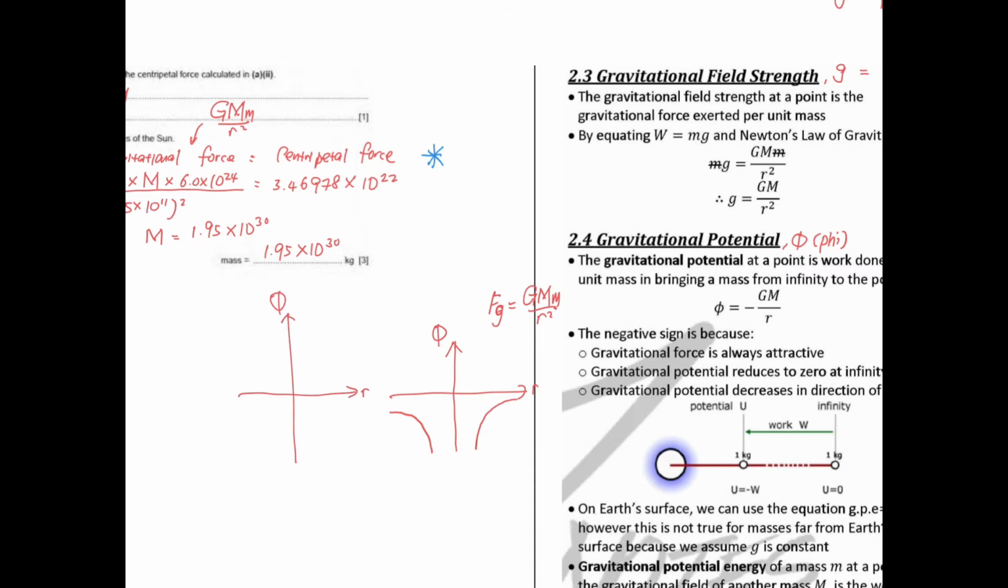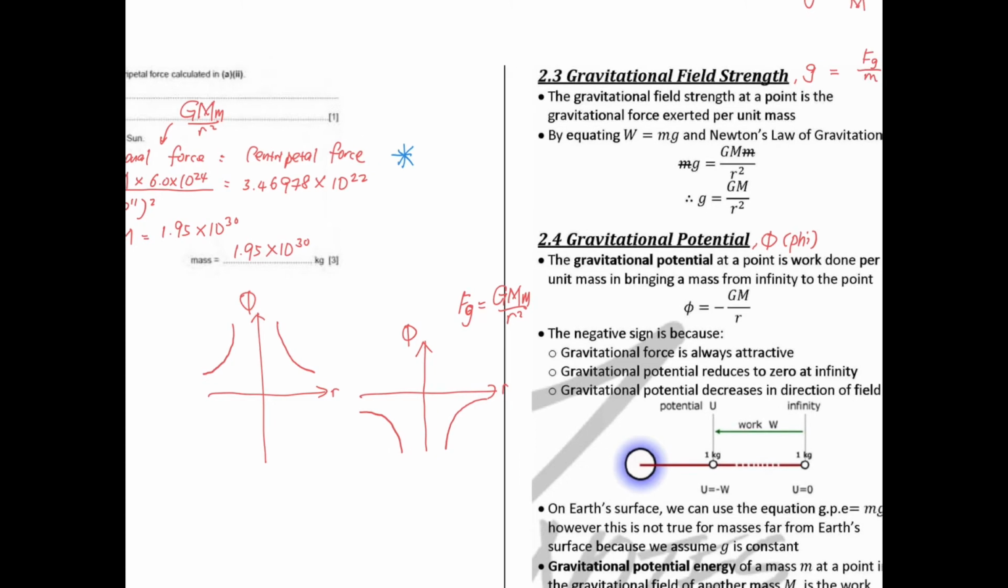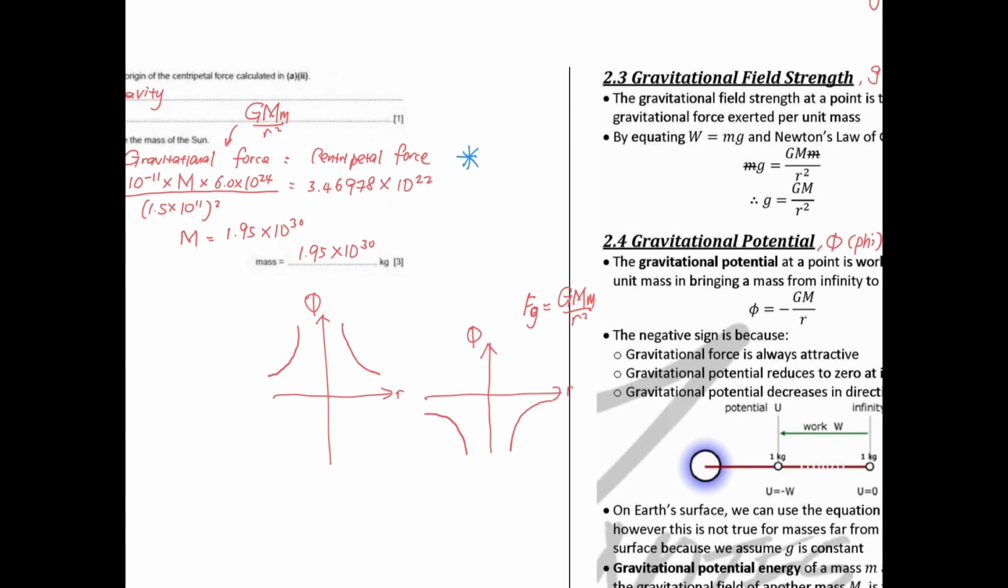Without negative, our graph will be like this. So that's why we need a negative to fulfill some theory. Some theory. What kind of theory? Let's say. Okay, so I label it first.